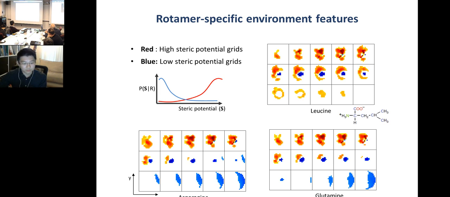to the solvent molecules. So here are some examples of rotamer-specific environmental features for different amino acids. As you can see, for example, the hydrophobic residue leucine registered a large high steric potential grid, which means that the residue favors being buried within protein structures. In case of asparagine and glutamine, because of their terminal polar atoms, they prefer to be exposed to the solvent at a particular location and orientation.